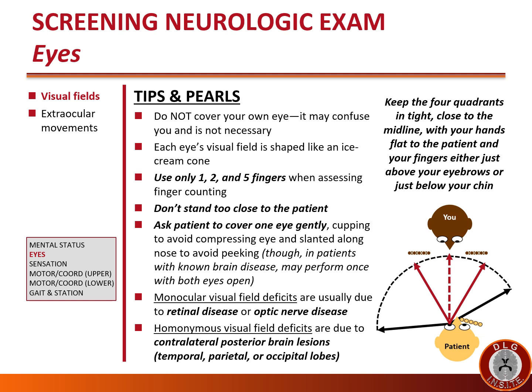Use only 1, 2, and 5 fingers when assessing finger counting. Do not stand too close to the patient. Ask the patient to cover one eye gently, cupping to avoid compressing the eye, and slant it along the nose to avoid peeking, though in patients with known brain disease, you may perform once with both eyes open. Monocular visual field deficits are usually due to retinal disease or optic nerve disease. Homonymous visual field deficits, that is to say, the same in both eyes, are due to contralateral posterior brain lesions in the temporal, parietal, or occipital lobes.